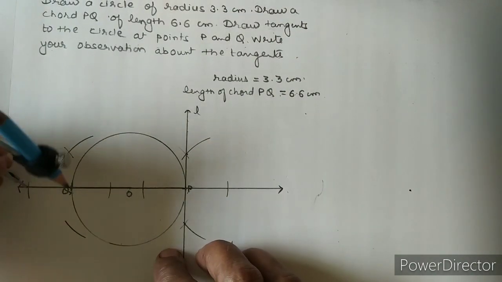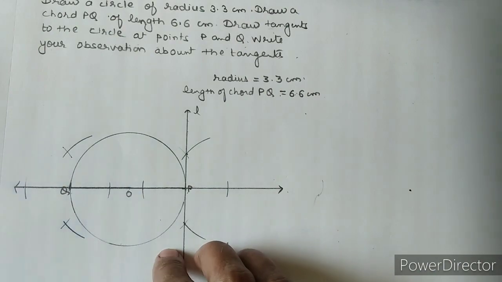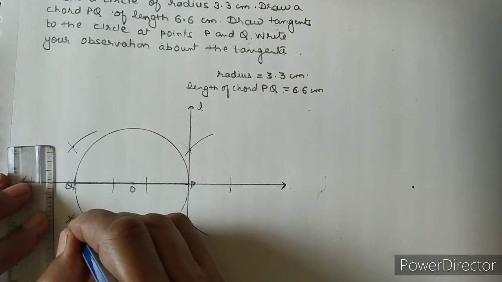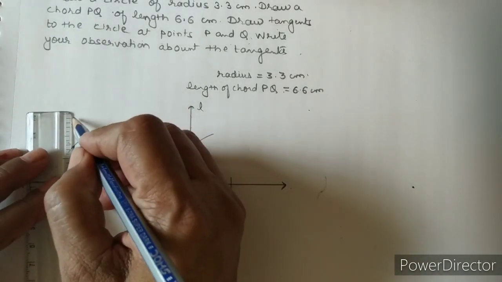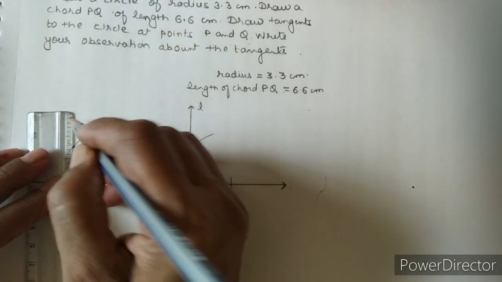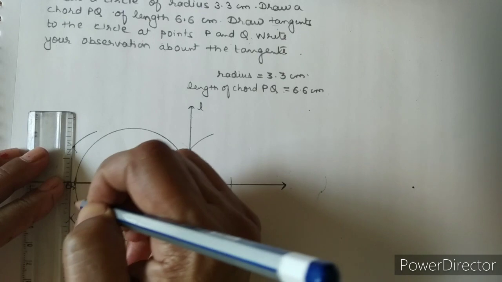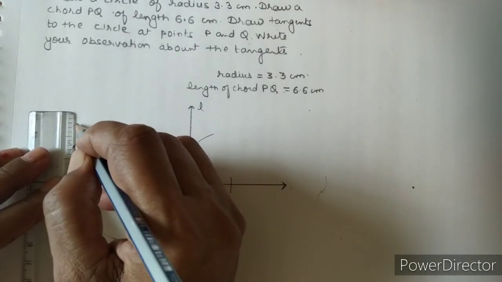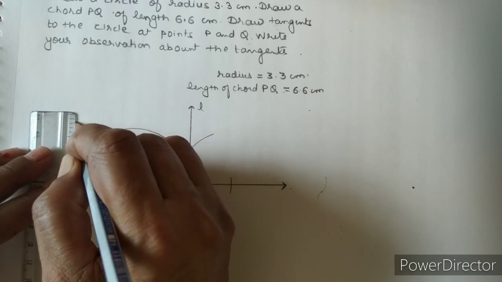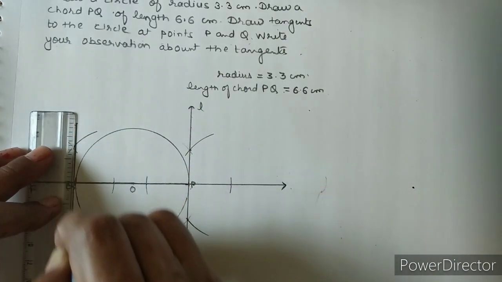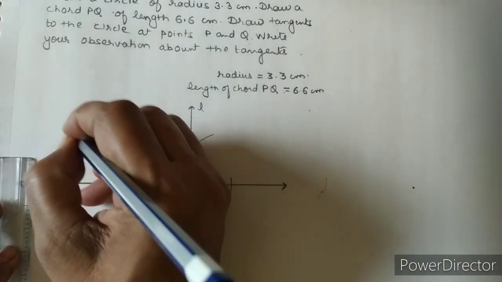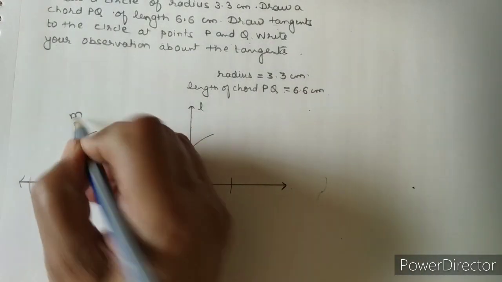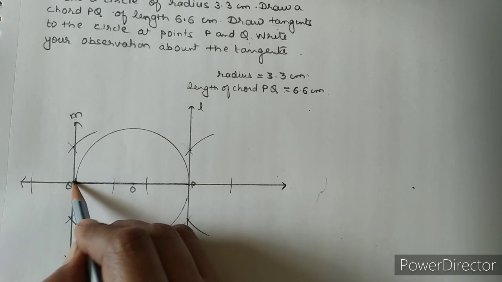Here placing steel tip at this point, again draw two arcs and join this point of intersections here. This is tangent at point Q.